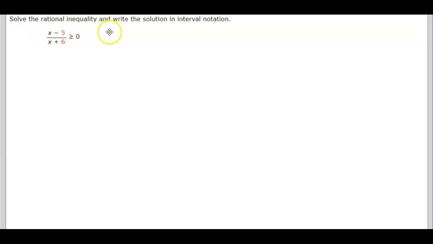Here we want to solve the inequality and write the solution in interval notation. If we take a look at this, this is a rational inequality. We have x minus 5 over x plus 6, and it's greater than or equal to 0.